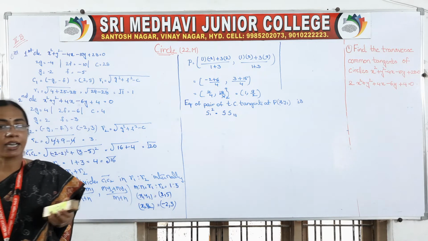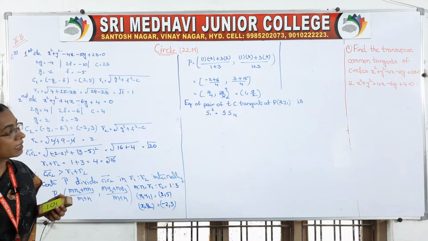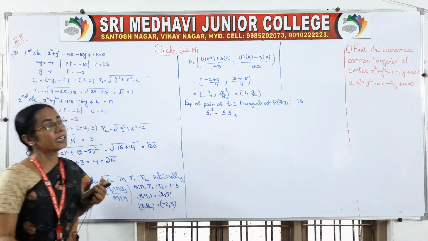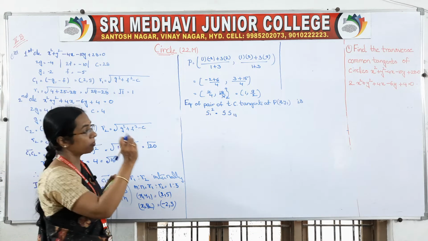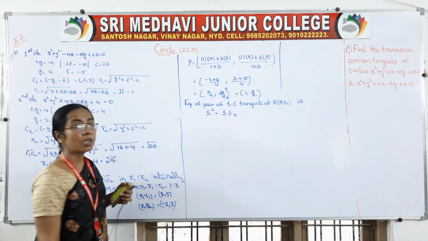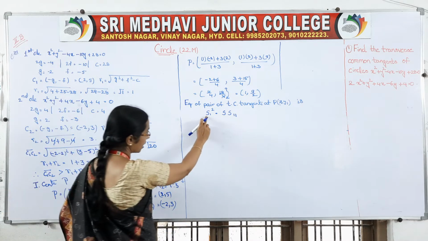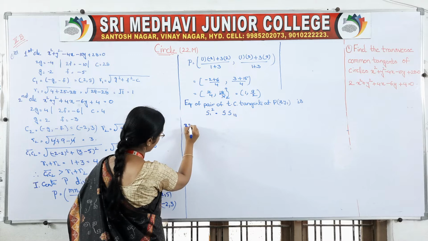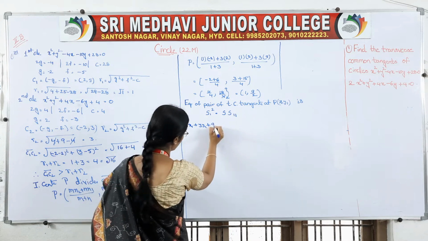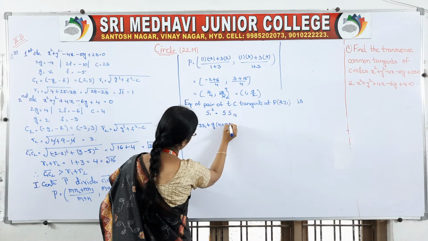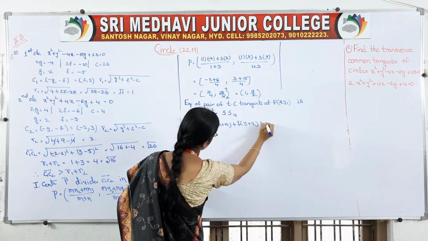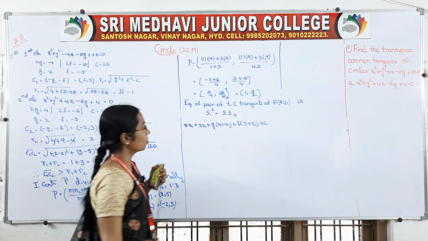After getting the internal point, at that point we have to take transverse common tangents. The formula for transverse common tangents at one point is S1 square equals S into S11. You know what S1 is? It is the notation xx1 plus yy1 plus g into x plus x1 plus f into y plus y1 plus c equals 0, right?